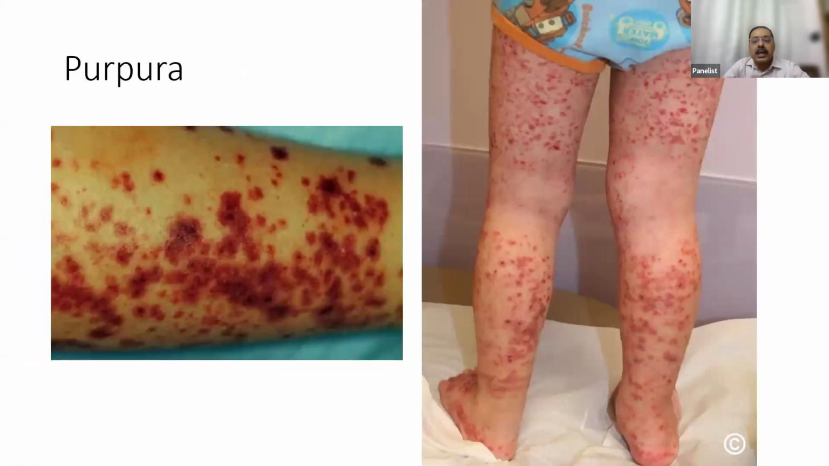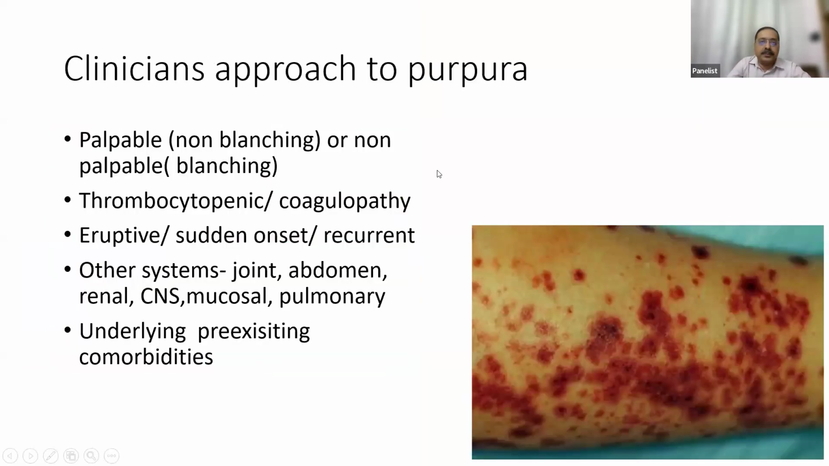Coming to purpura, another diagnosis which we often see. Purpuric means extravasation of blood into the upper dermis. So you can have purpura with some amount of hemorrhagic necrosis in the center, or you can have a shower of purpura like you see in Henoch-Schonlein purpura or a thrombocytopenic purpura.